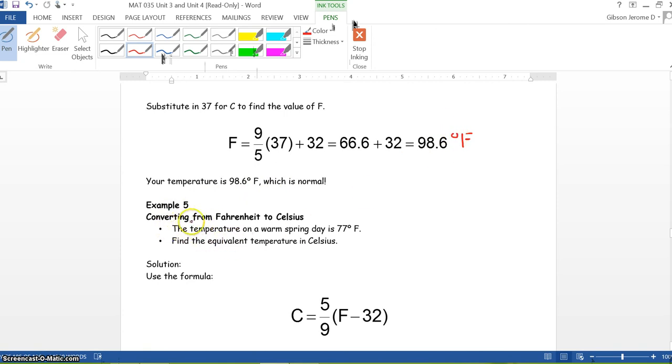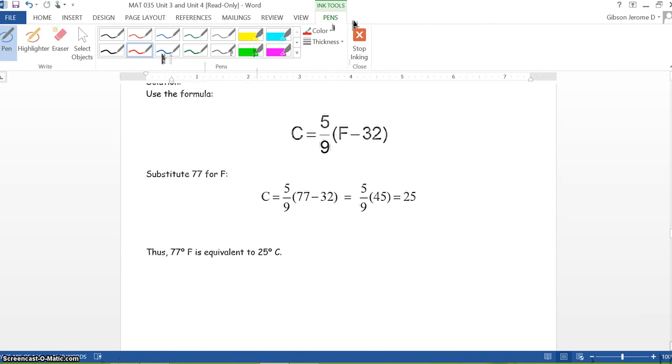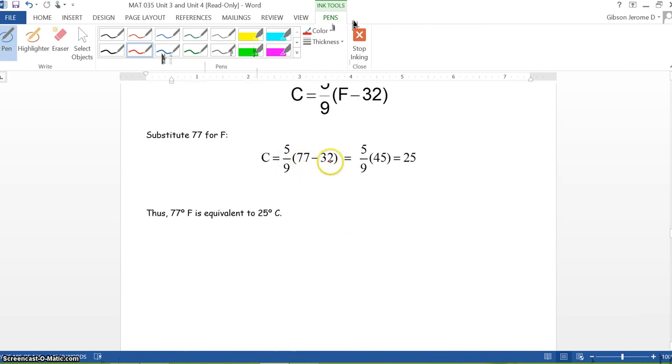Example 5, converting from Fahrenheit to Celsius. The temperature on a warm spring day is 77 degrees Fahrenheit. Find the equivalent temperature in Celsius. Now we use this formula here, but this time we substitute in 77 for the Fahrenheit. Now we have our solution. 77 minus 32 gave us 45, and 5/9 times 45 will give us 25, and that will end up giving us 25 degrees Celsius.